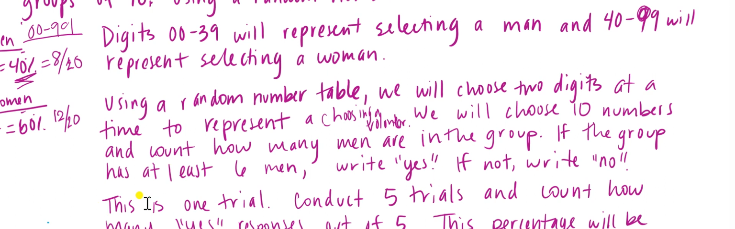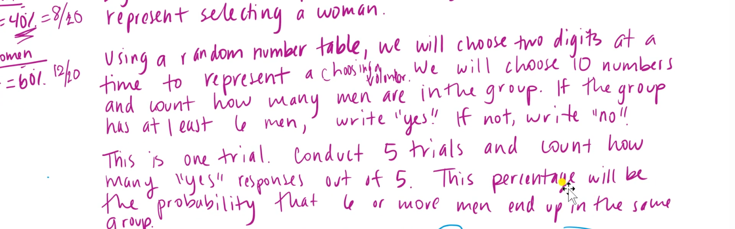So I've said this is one trial. This thing is what counts for one trial. We're going to conduct 5 trials. And in the end, what are we going to actually write down? Well, in the end, we're going to count how many yeses we have out of 5.